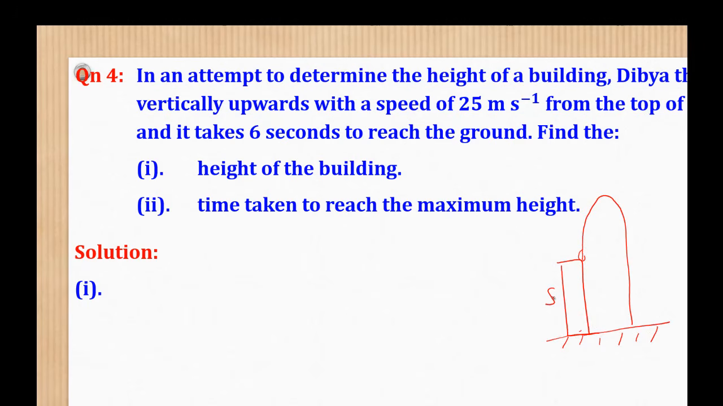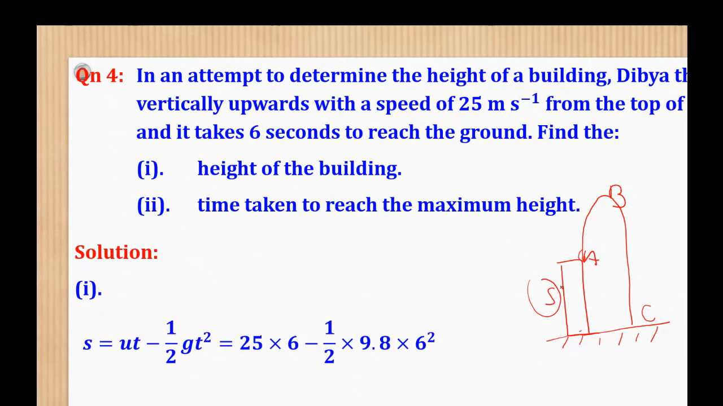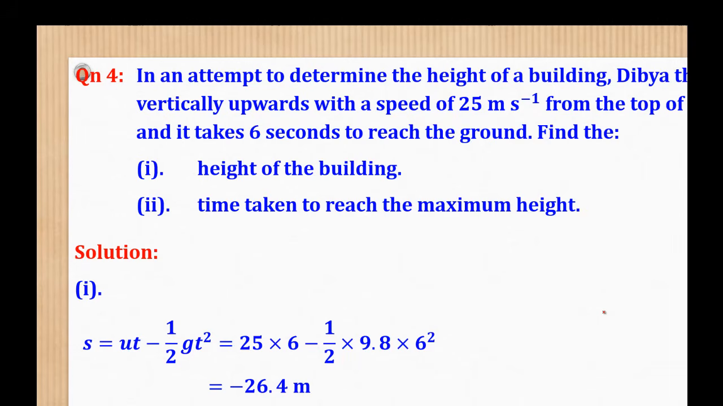So if this is the height, it means that for it to move from A through B to C, the displacement will be equal to the height of the building. So there, my work is to use the second equation of motion and substitute to get the value of S. It is negative because the stone is now below the point of projection. So my work is to say that height is scalar, so let me get the magnitude, and that is it.